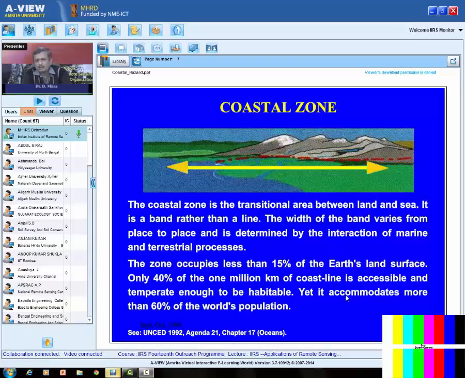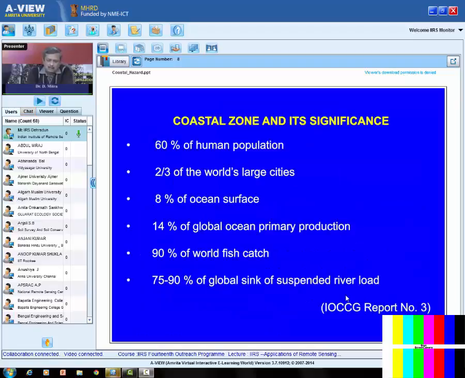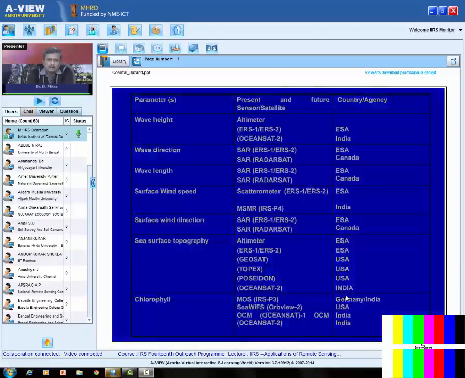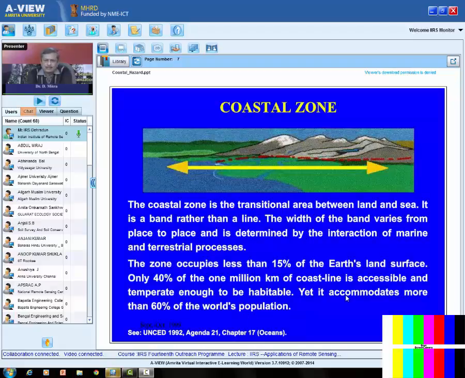Why? What is basically the coastal zone, where all our interest is today? You can see it is a transitional area between land and the sea. It is a band rather than a line. It's not a line. When we talk about a line, we mainly mean the shoreline, the land and water boundary line. But when I say coastal zone, I am talking about a transitional area.